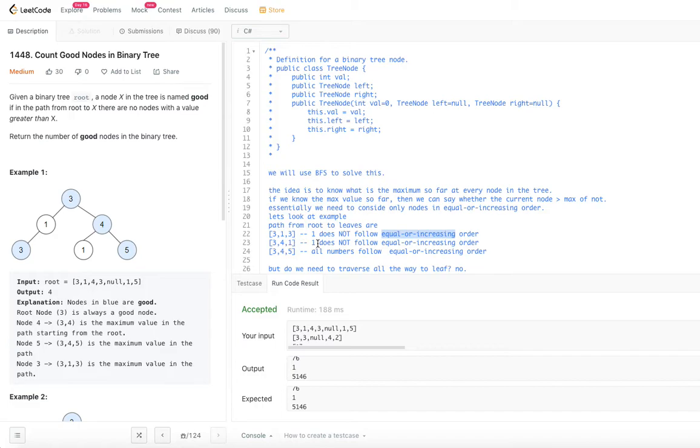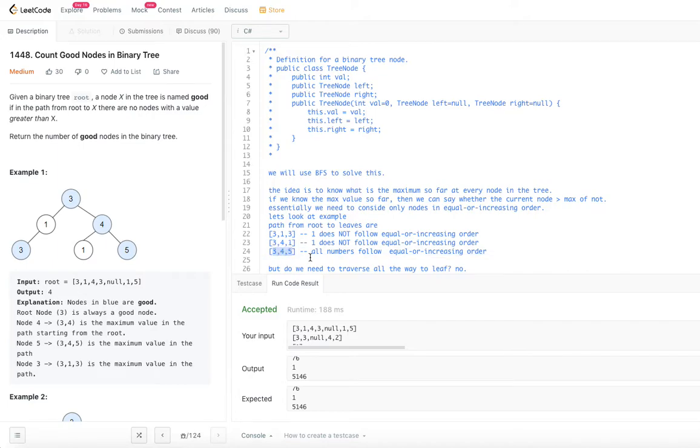So 3, 4, 1, same here, 1 doesn't follow. 1 is less than 4 and 1 is less than 3 also, right? So it doesn't follow equal or increasing order. But 3, 4, 5, the rightmost subtree we can say, they are all in increasing order. 4 is greater than the so far maximum, which is 3, and 5 is greater than the so far maximum, which is 4. So all are in increasing order, so we will say all these 3 nodes follow it, right?